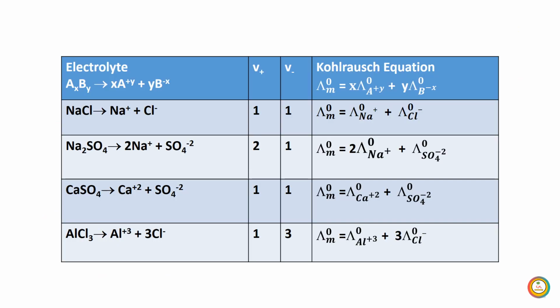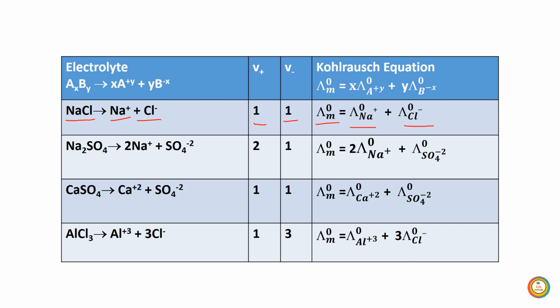Now with the help of more examples, we try to understand the Kohlrausch equation for electrolytes like NaCl. NaCl is ionized and forms one Na+ ion and one Cl- ion. The ν+ value is 1 and the ν- value is also 1. The Kohlrausch equation for this one is λM0 equals λNa+0 plus λCl-0.